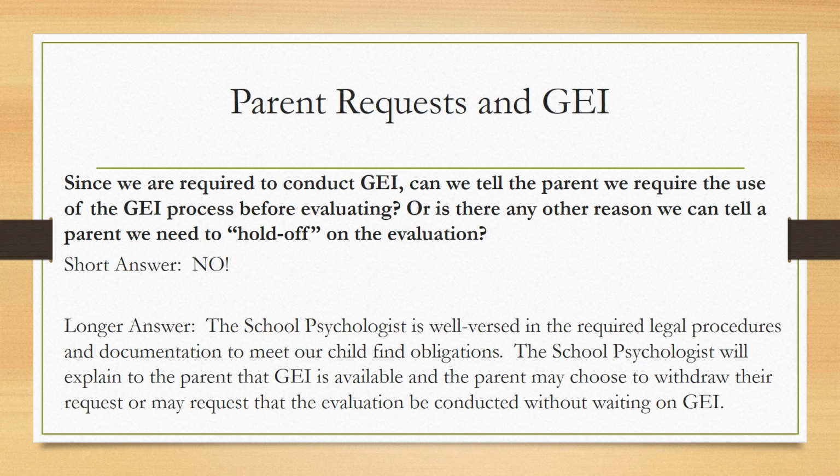For special education evaluation requests, it is important that the school psych speaks directly to the parent, as they have a thorough understanding of our Child Find obligations. The school psychologist will explain the GEI process, and the parent may choose to withdraw their request. They also may request that the evaluation be conducted without utilizing GEI first. In these cases, if the school suspects an exceptionality and need for special education, GEI may be done as part of the evaluation.